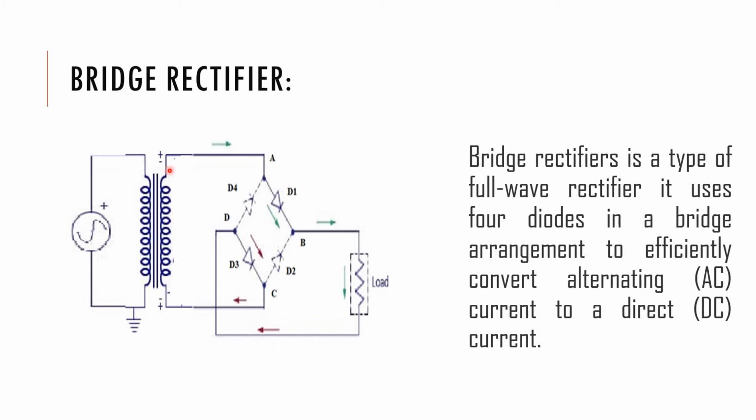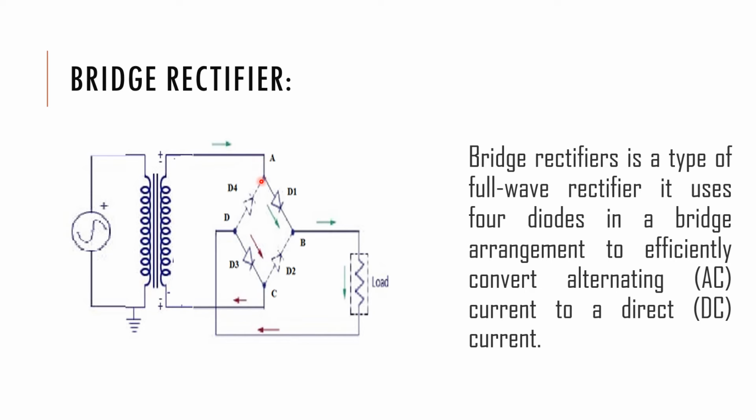The transformer is connected in between 2 opposite points, that is A and C of the bridge, and the load resistance is connected through B and D. Okay, so let us see how it works. During the first half cycle of the input voltage, the upper end of the secondary winding coil of a transformer is positive. Thus, D1 and D3 will conduct.